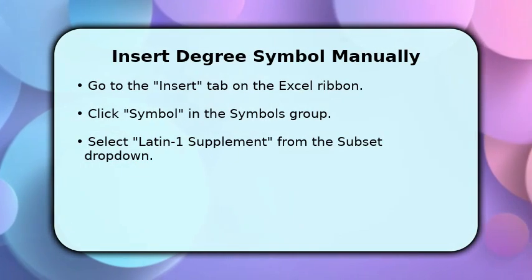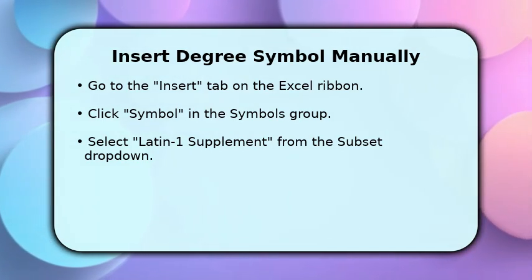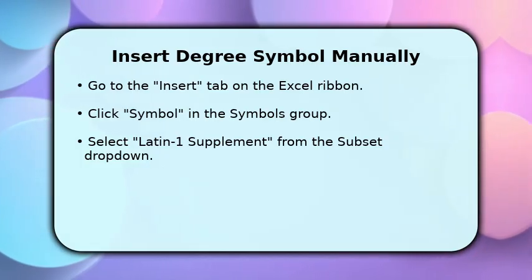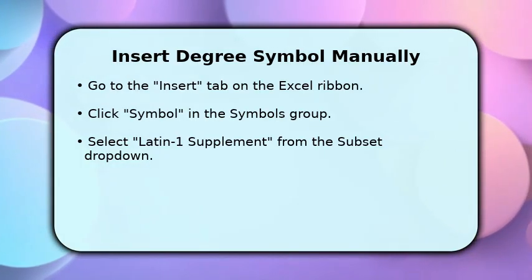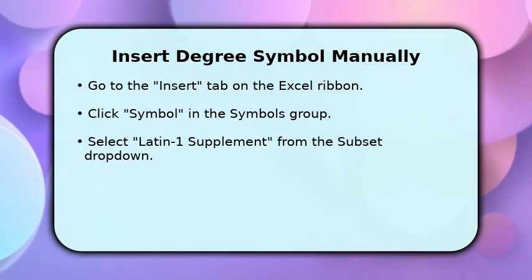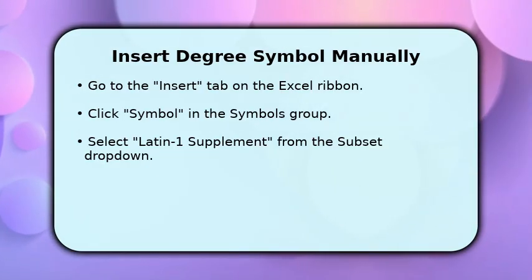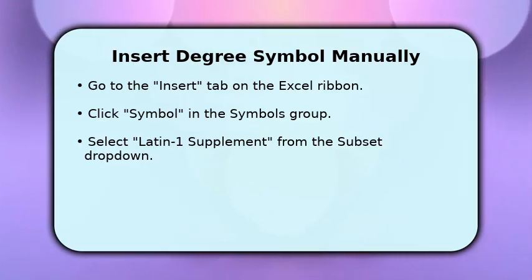To insert the degree symbol manually, navigate to the Insert tab in Excel's ribbon. Look for the Symbols group and click on Symbol. In the dialog box that appears, select Latin 1 Supplement from the subset drop-down menu. Scroll down to find the degree symbol, click on it, and then press Insert. This places the symbol directly into your selected cell.